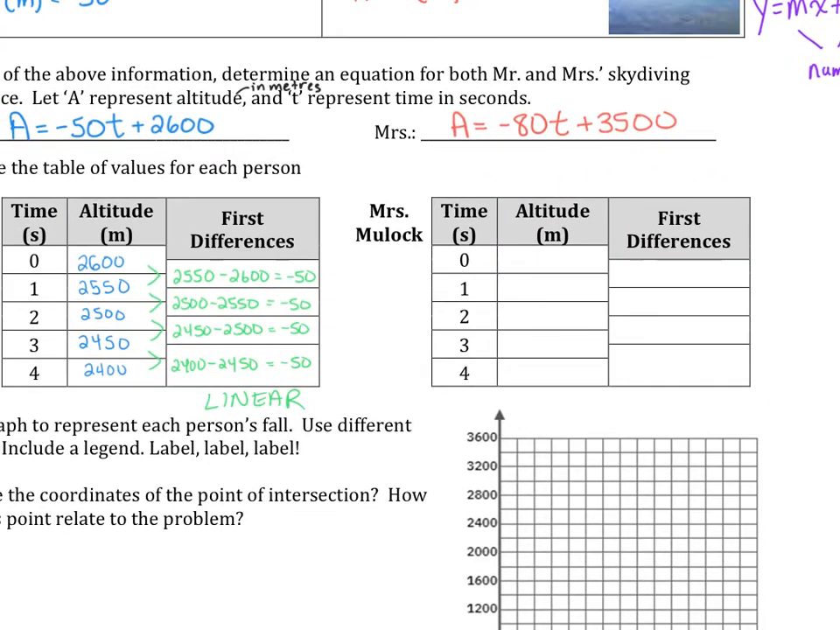Now, for Mrs. Mulock, at time 0, she starts at 3,500. After 1 second, it's negative 80 times 1 plus 3,500, which is 3,420. After 2 seconds, which would be 3,340. After 3 seconds, oops, this is 3,500.